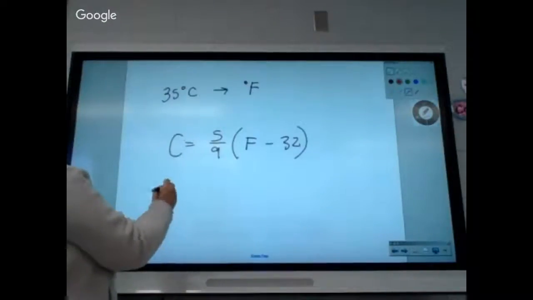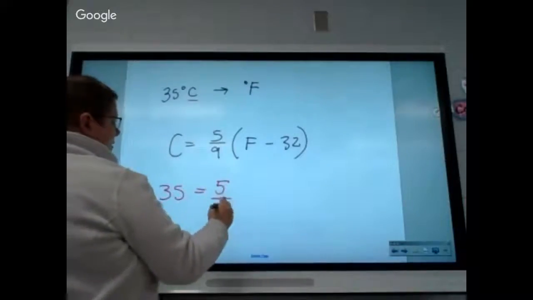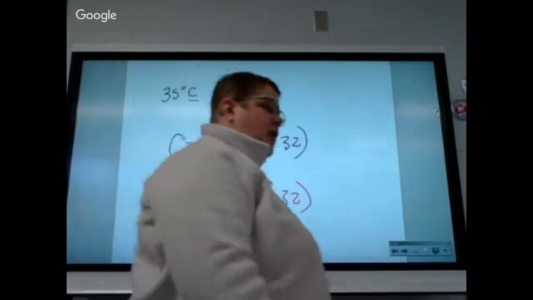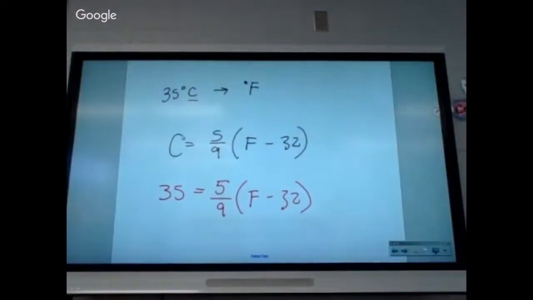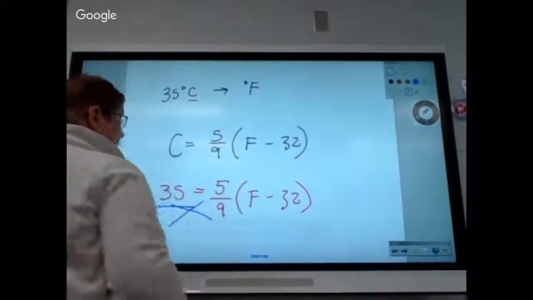All right, so 35 goes in for Celsius, because that's what they gave us. 5/9, and then F minus 32. Now, there's several different ways to solve this equation. You do whatever you know from math class, okay? Me, what do I always tell you I'm doing first? I'm getting rid of the fraction first. Y'all suck at fractions, all right? I suck at fractions. I'm getting rid of fractions. So the first thing I'm doing is cross multiplying to get rid of that fraction.